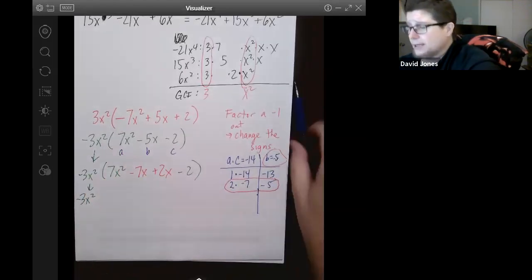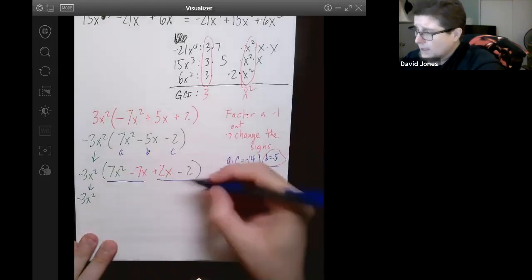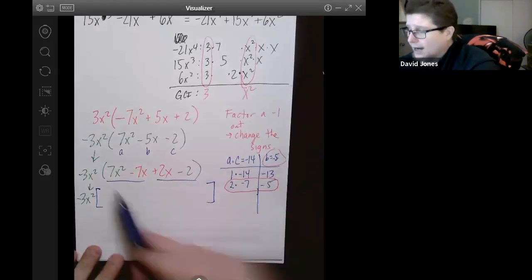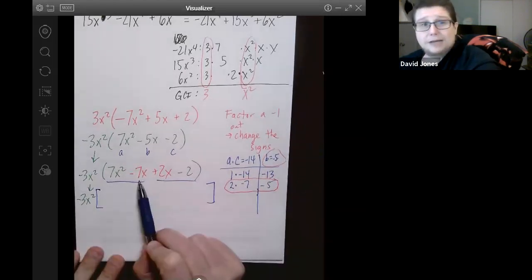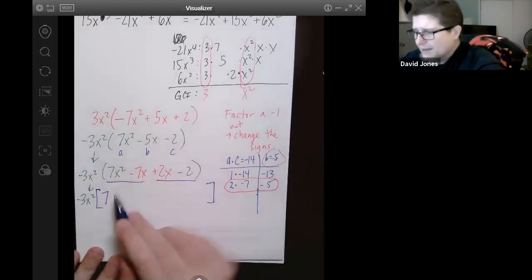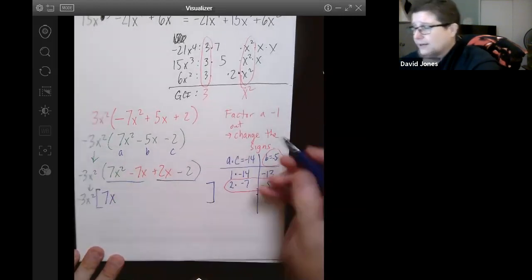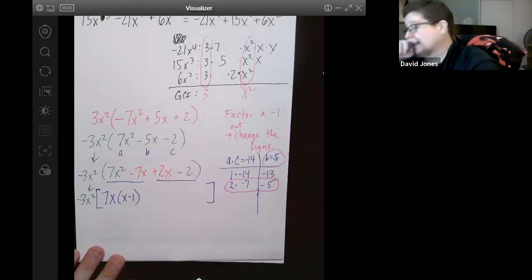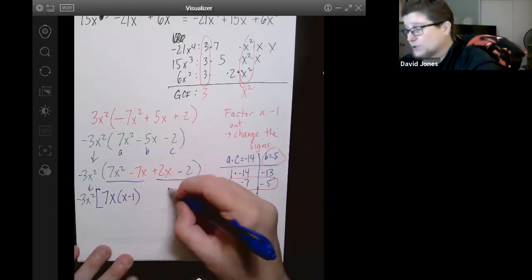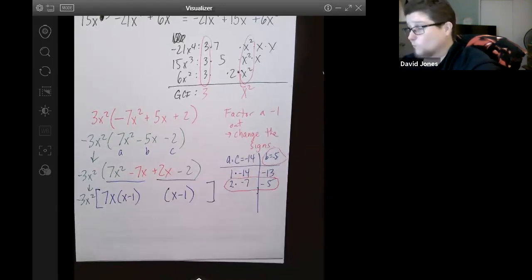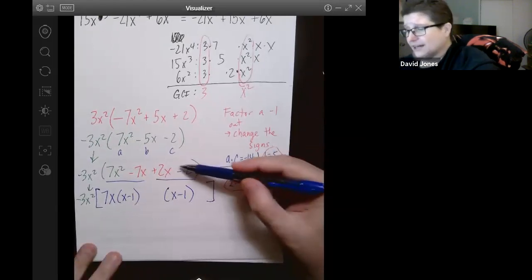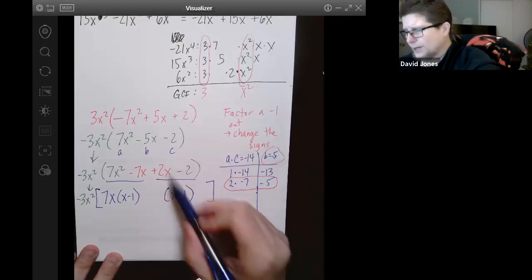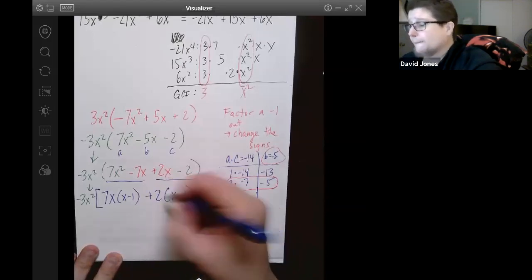We do some grouping. I'm going to use brackets right now because I'm going to have parentheses again. Out of this first set, it looks like a 7 comes out of both, right? And they both have an x, so let's pull out an x. That should leave behind an x minus 1. If I did this correctly, an x minus 1 will appear again. And what do I have to factor out of 2x minus 2 to get that? Well, if I want to go from 2x to x, I need to have a plus 2 there.